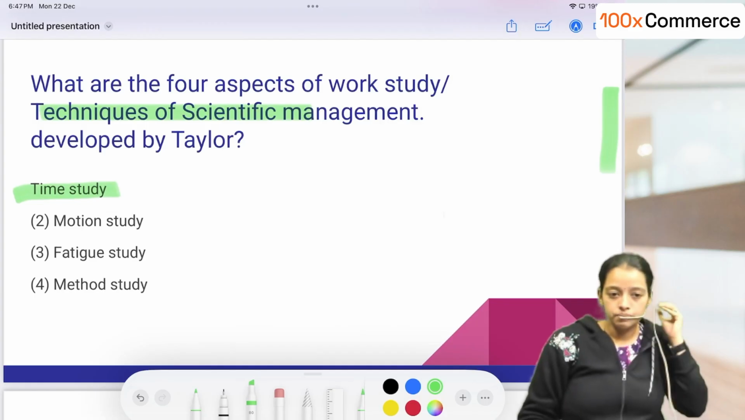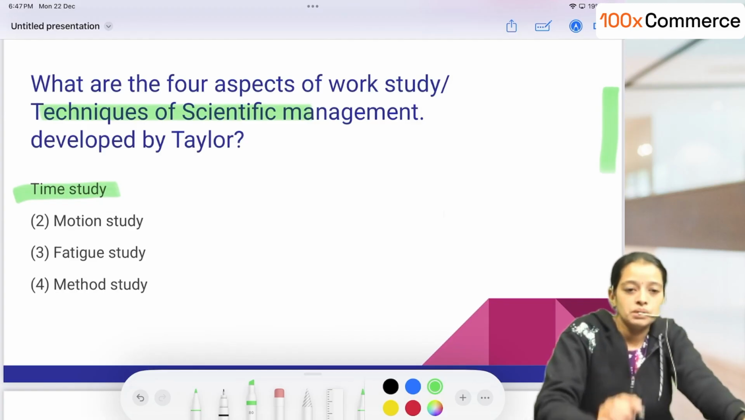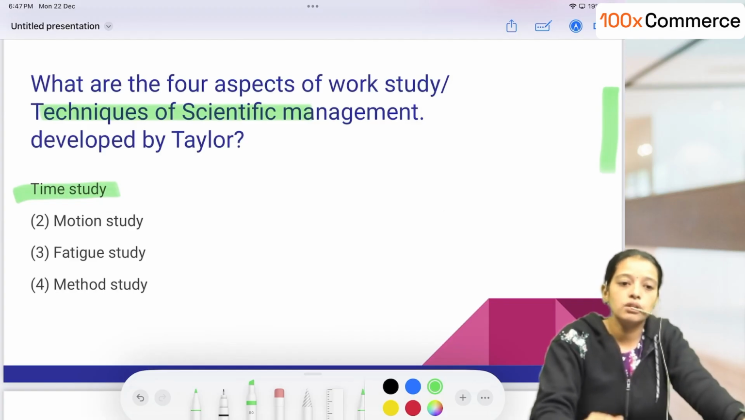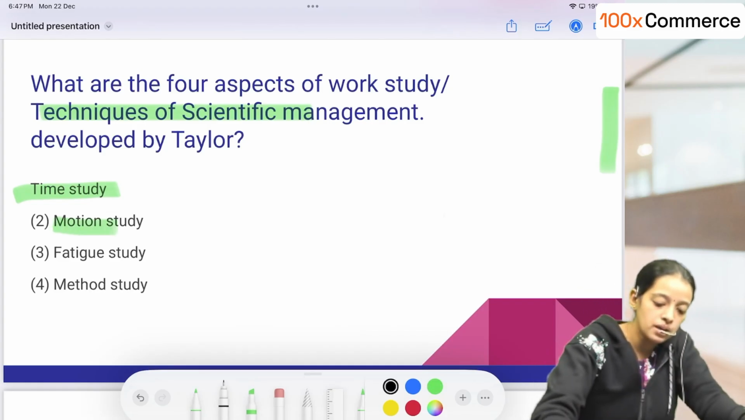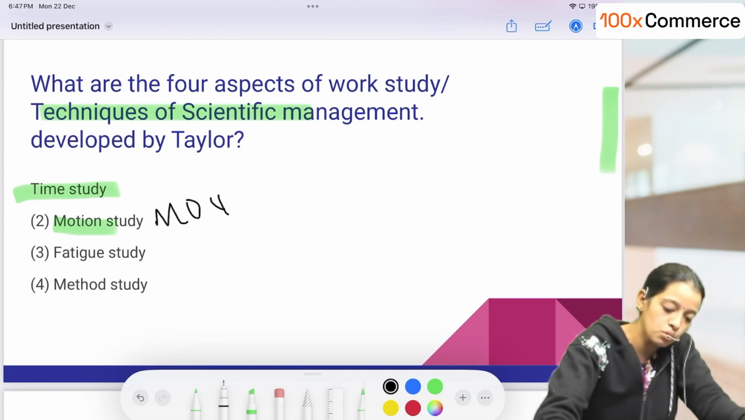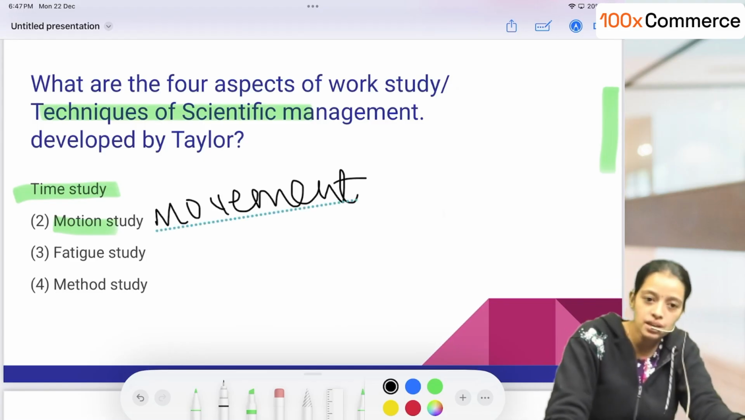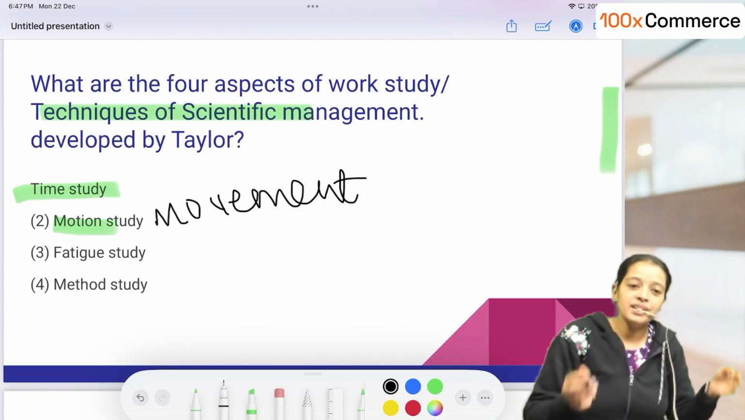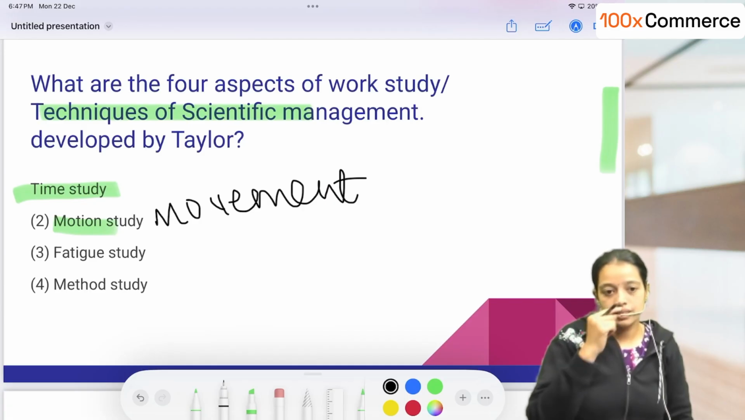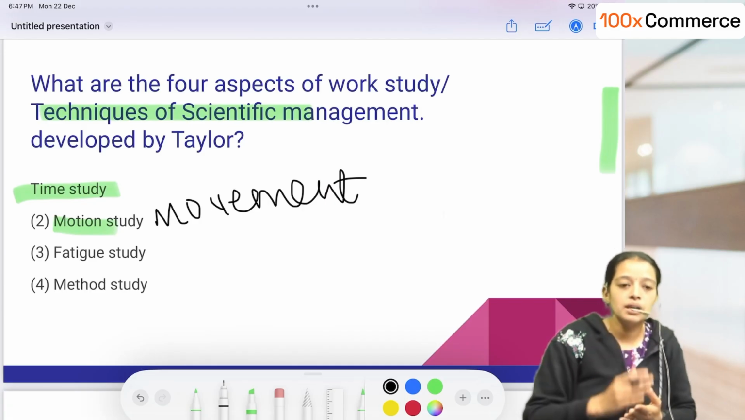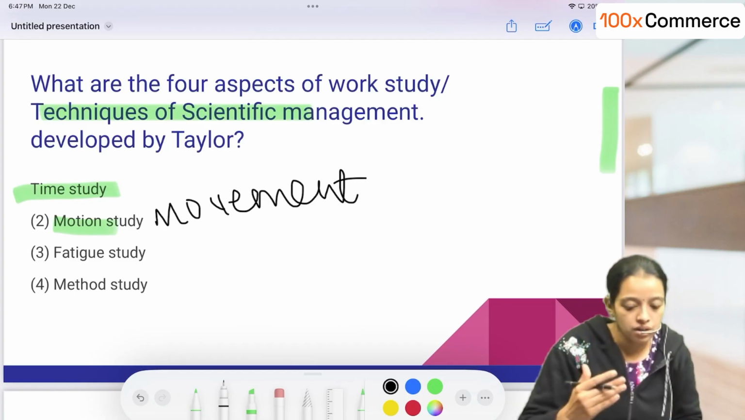So every work in the management is related to time. They will have a specified time. According to the time only the particular things have to be completed. Next one is motion study. So what do you mean by motion here? Motion is nothing but movement. So movement of goods, movement of men, movement of material from one place to another place. All this will be put together in the motion study. According to this study, unnecessary movement of men, materials or machines has to be avoided in order to increase the overall productivity.